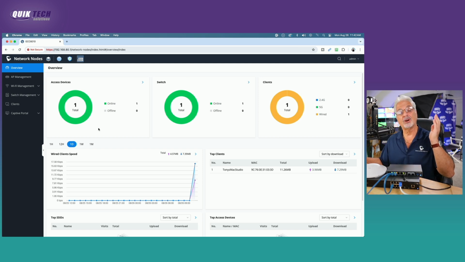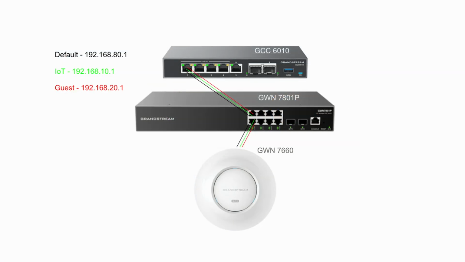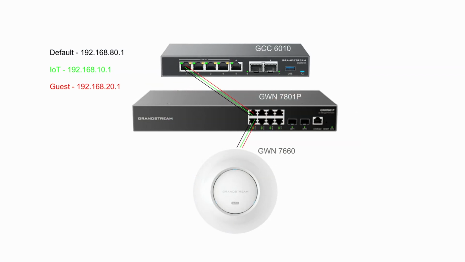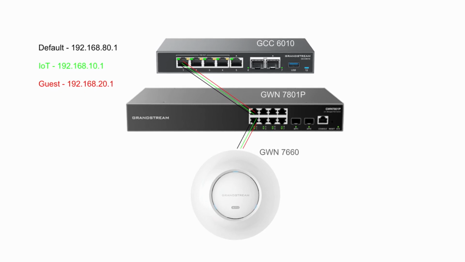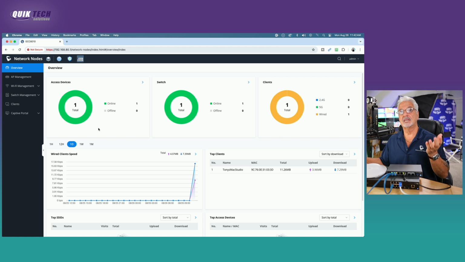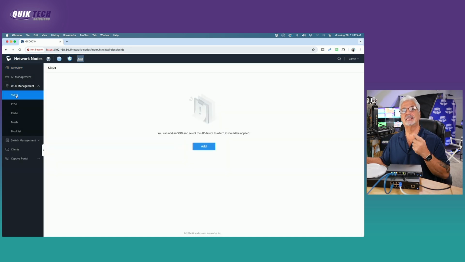It's now time to create our Wi-Fi networks. If we refer back to our network diagram, there's three networks we have to create. We have to create our main Wi-Fi, a Wi-Fi for the IoT network, and a Wi-Fi for the guest network. So we're gonna stay here within the network node tab, and we're gonna come over to Wi-Fi management in the left menu. Then we're gonna click on SSIDs.